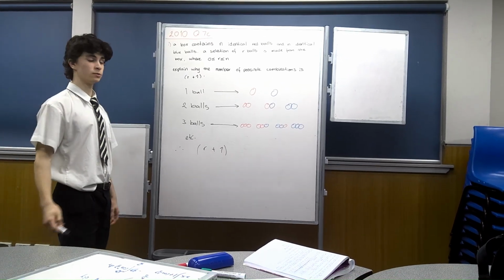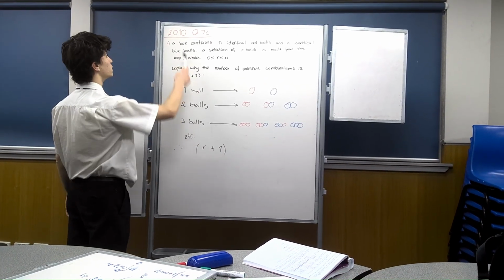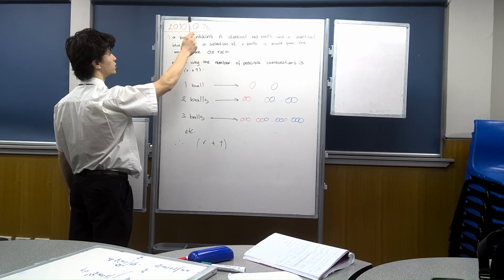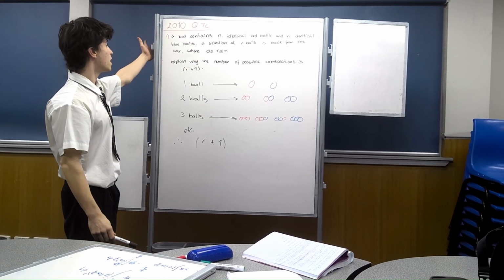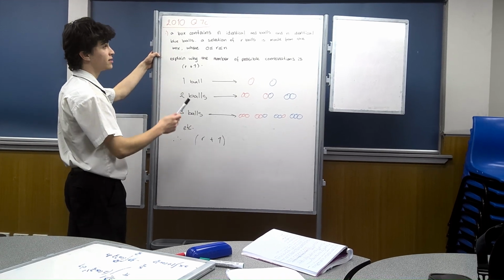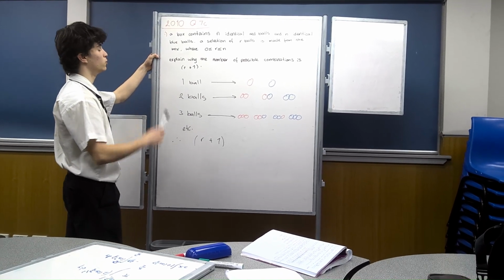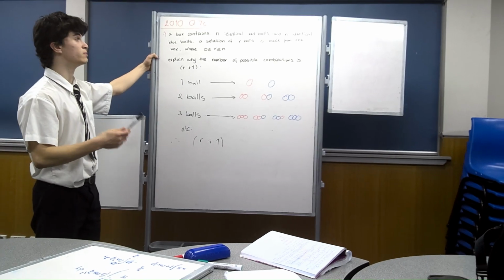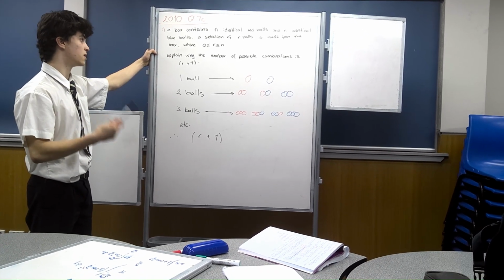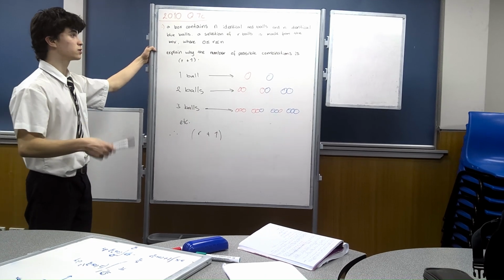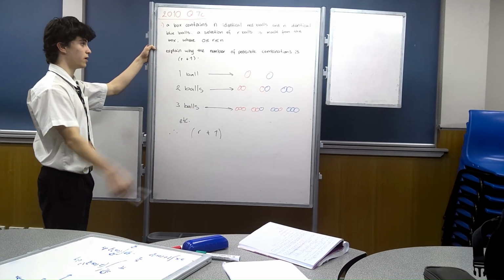Alright, the question we're going to be doing for an example is from 2010, question 7c. This question 7c(i) states: a box contains n identical red balls and n identical blue balls. A selection of r balls is made from the box, where 0 is less than or equal to r and r is less than or equal to n. Explain whether the number of possible combinations is r plus 1.